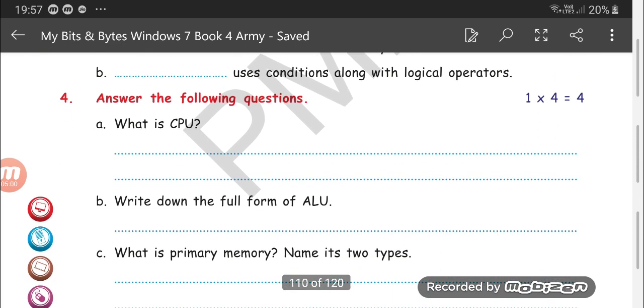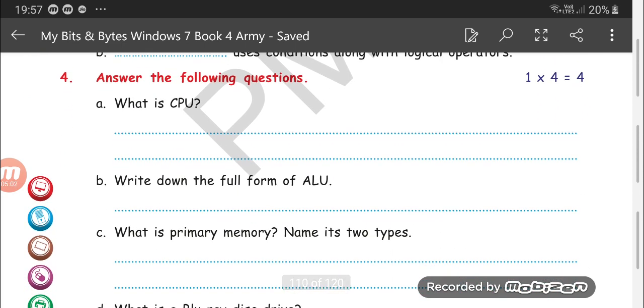Next question, what is a CPU? So we all know CPU is the central processing unit. It is also called the microprocessor, or the processor, and it is the brain of the computer. Write down the full form of ALU. Full form of ALU is arithmetic and logic unit.